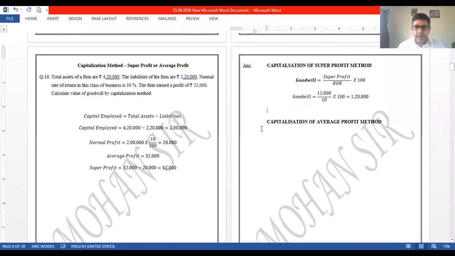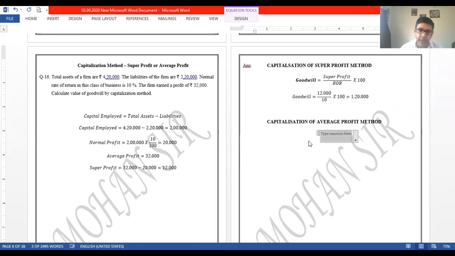Correct. Now the second method for capitalization. I have to do this sum by both the methods just to ensure that the answer will be the same as per both the methods, right? And then in any other sum, if the method is not specified, you can do it on your own, right? Okay. Now, what all amounts are required over here for the capitalization of average profit method? I need to have the capital employed. I already have that. I need to have the average profit. That is also there with me. I need to have the normal rate of return. That is also there with me.